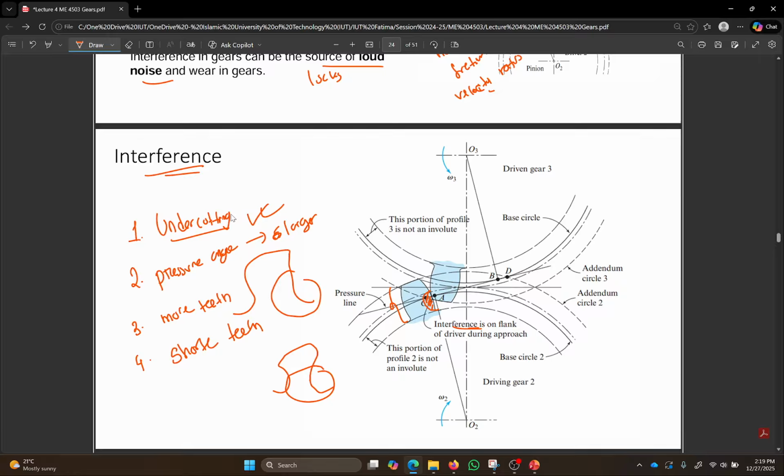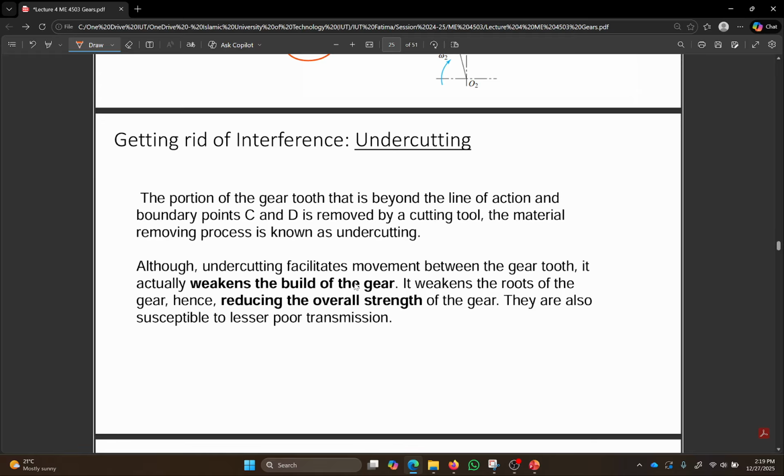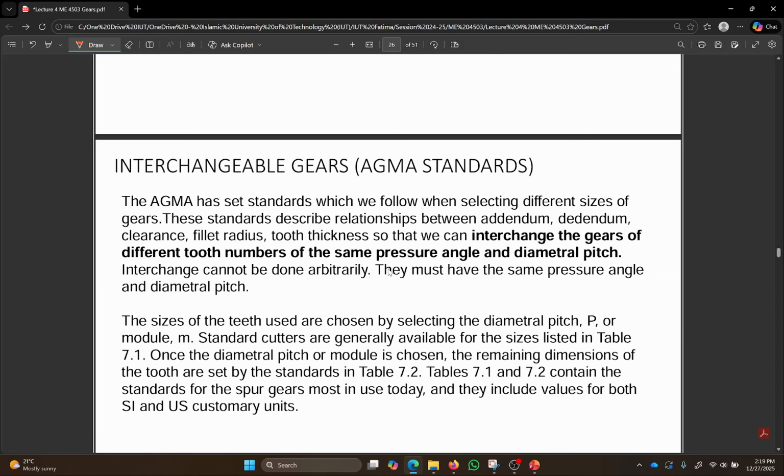These are advantages. Undercutting is the easiest. However, undercutting weakens the teeth. This is undercut. It weakens the teeth below the base and reduces overall strength. And there are many other solutions.